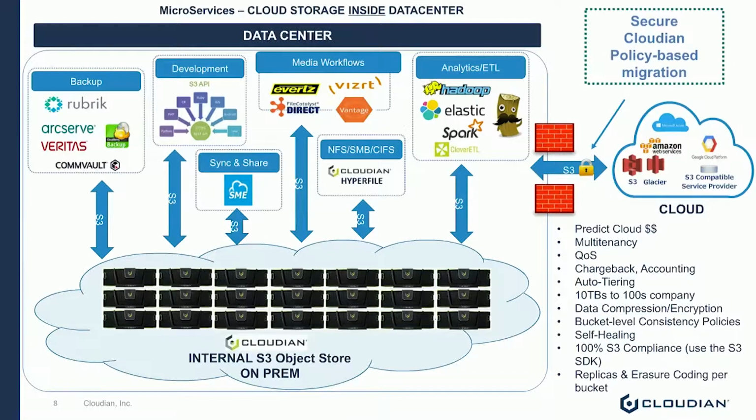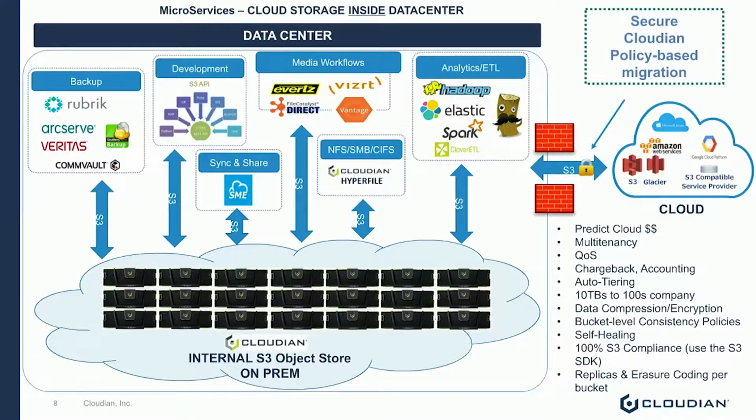Accelerating media workflows, specifically FileCatalyst Direct, we'll be discussing today, is also integrating with S3. File access for NFS and SMB is provided by HyperFile. Many data sources are also big data warehouse environments for analytics and ETL processing, Hadoop, Elastic, Spark environments.